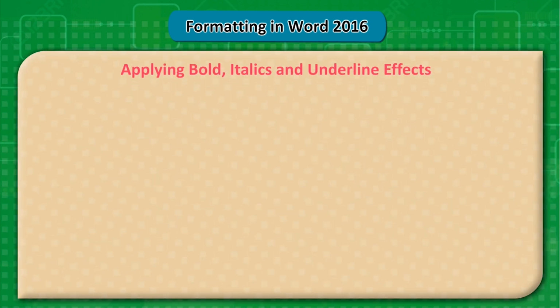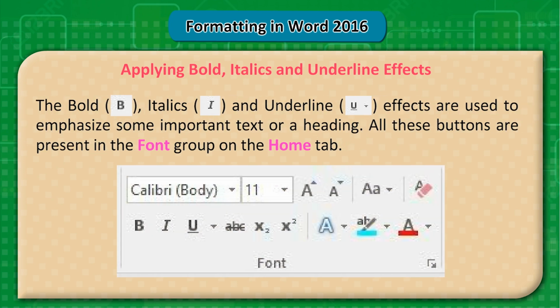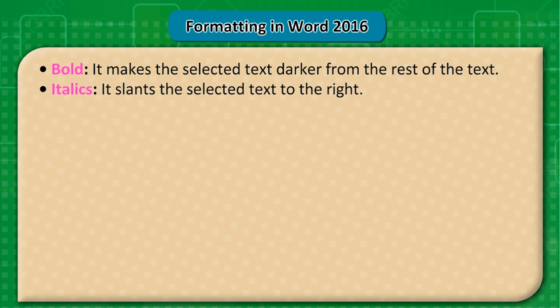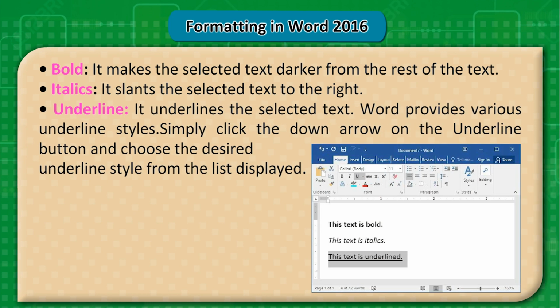Applying bold, italics and underline effects. The bold, italics, and underline effects are used to emphasize some important text or a heading. All these buttons are present in the font group on the Home tab. Bold makes the selected text darker from the rest of the text. Italics slants the selected text to the right. Underline underlines the selected text. Word provides various underline styles. Simply click the down arrow on the underline button and choose the desired underline style from the list displayed.